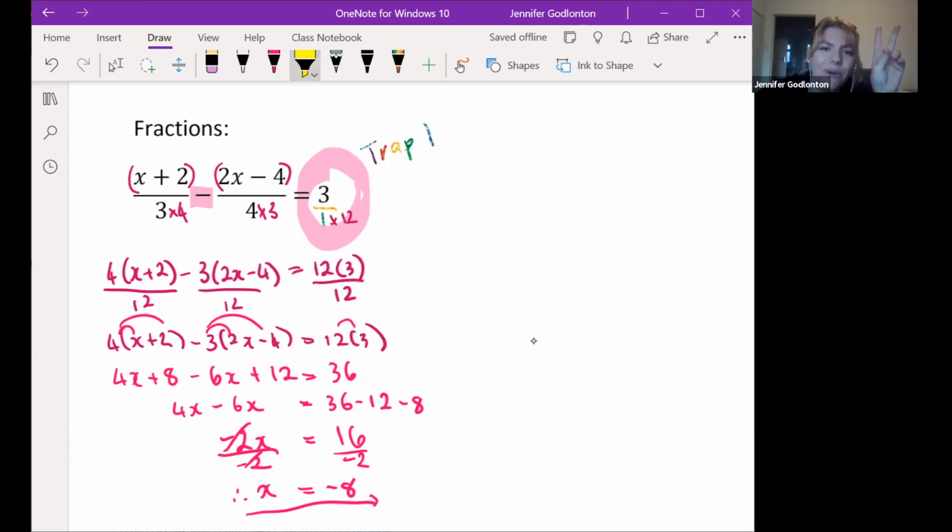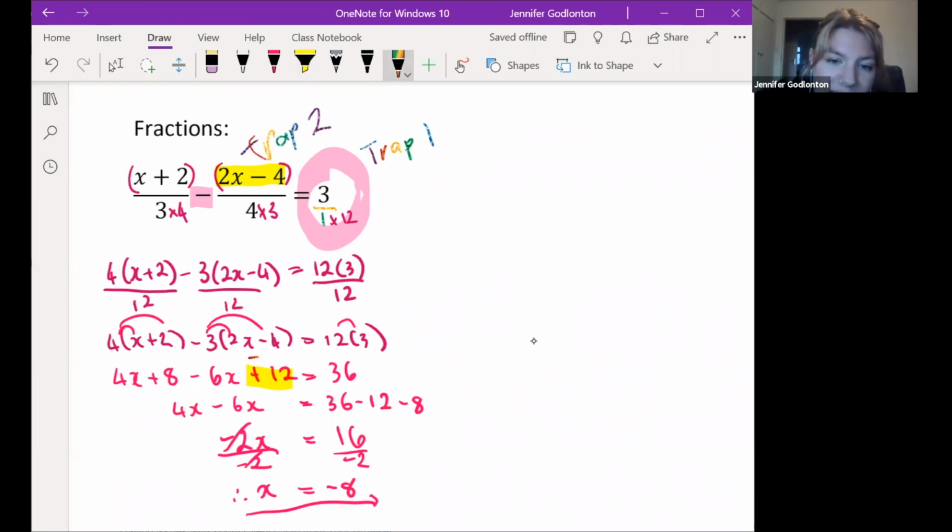Trap 2 was not putting this in brackets, because what you land up with then is you don't land up with a +12, you land up with a -12. So that was trap 2. Did anyone fall for trap 2 and get a -12 over here instead of a +12?